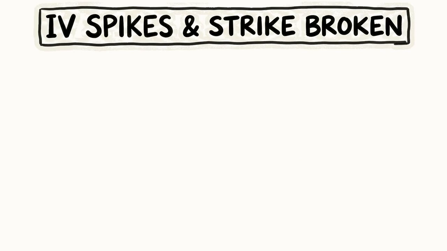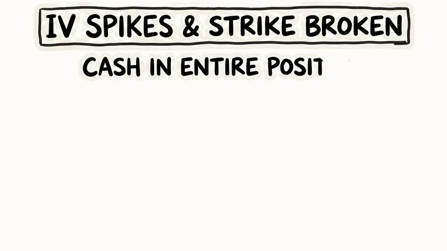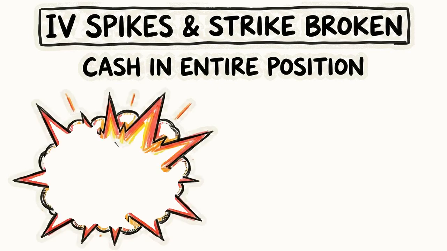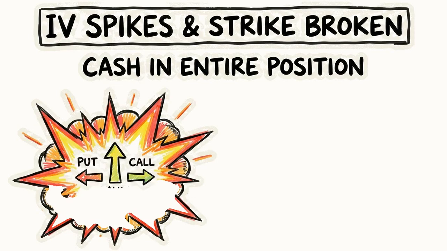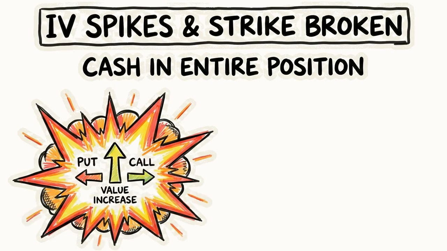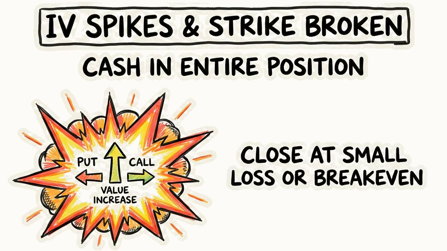Now, what happens if implied volatility spikes and price breaks through a short strike? This is where it gets interesting. If price is at or just beyond our short leg and IV has spiked, we cash in the entire position. The spike in volatility has inflated our long straddle value significantly. The short legs that are in trouble are offset by those long legs exploding in value. We close everything for a small momentary loss, or often close to break even.